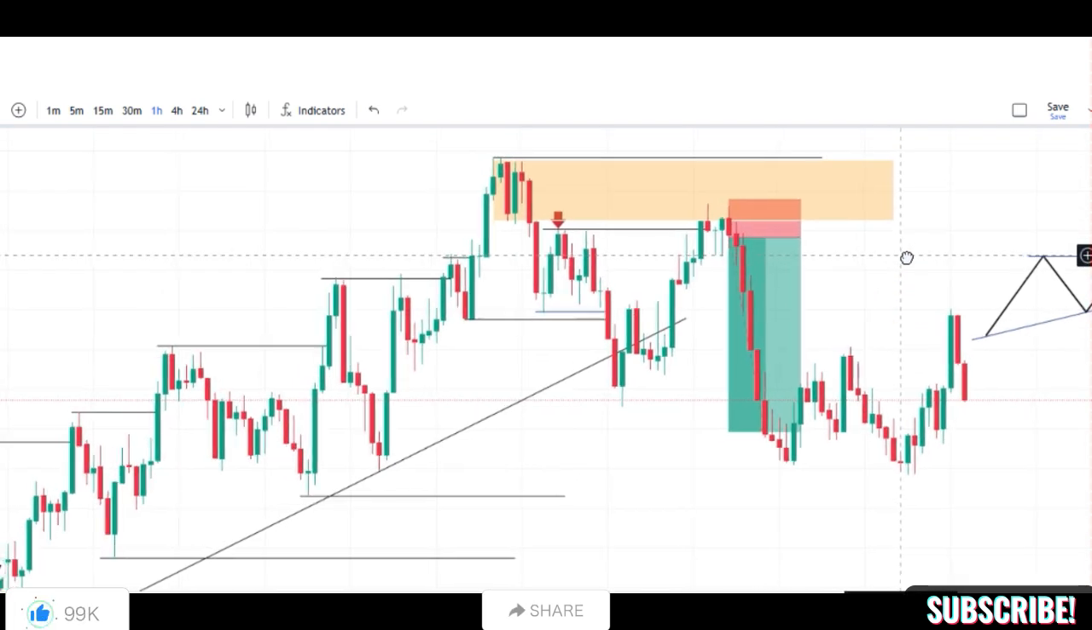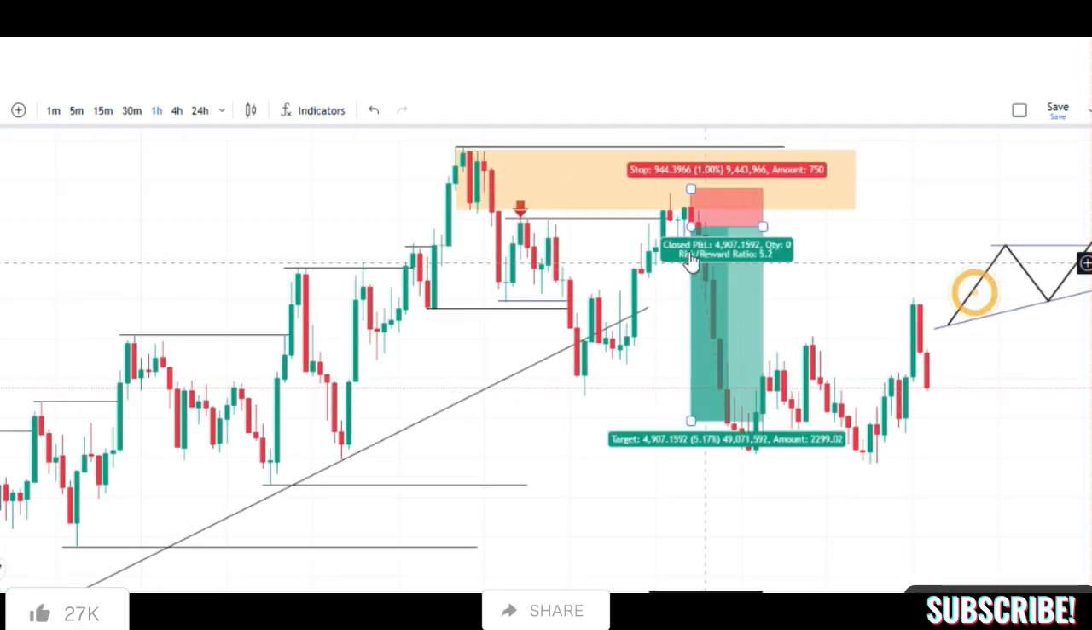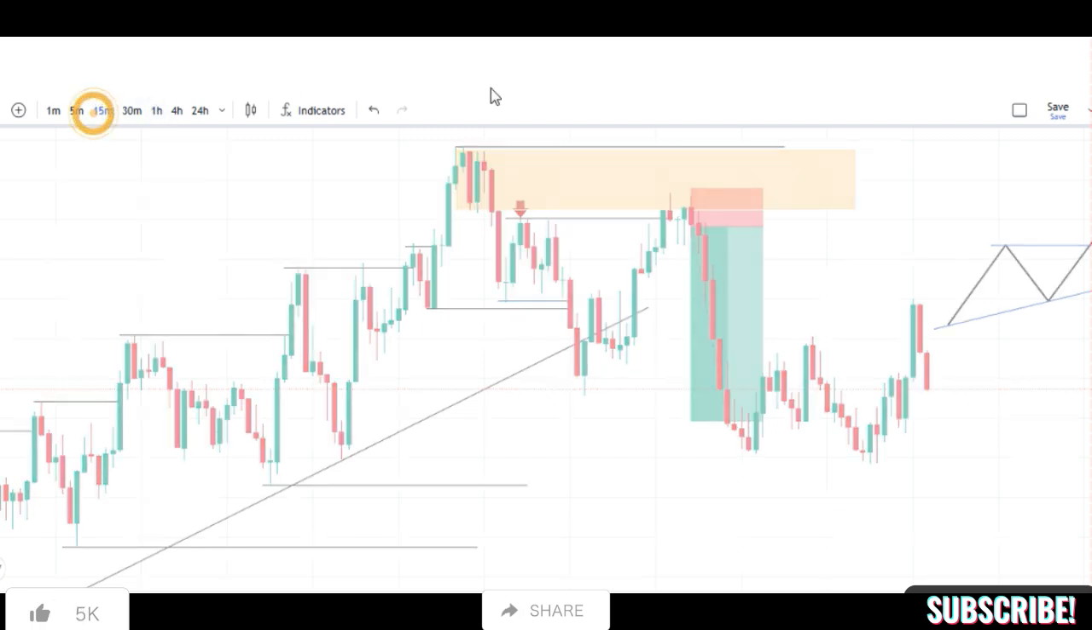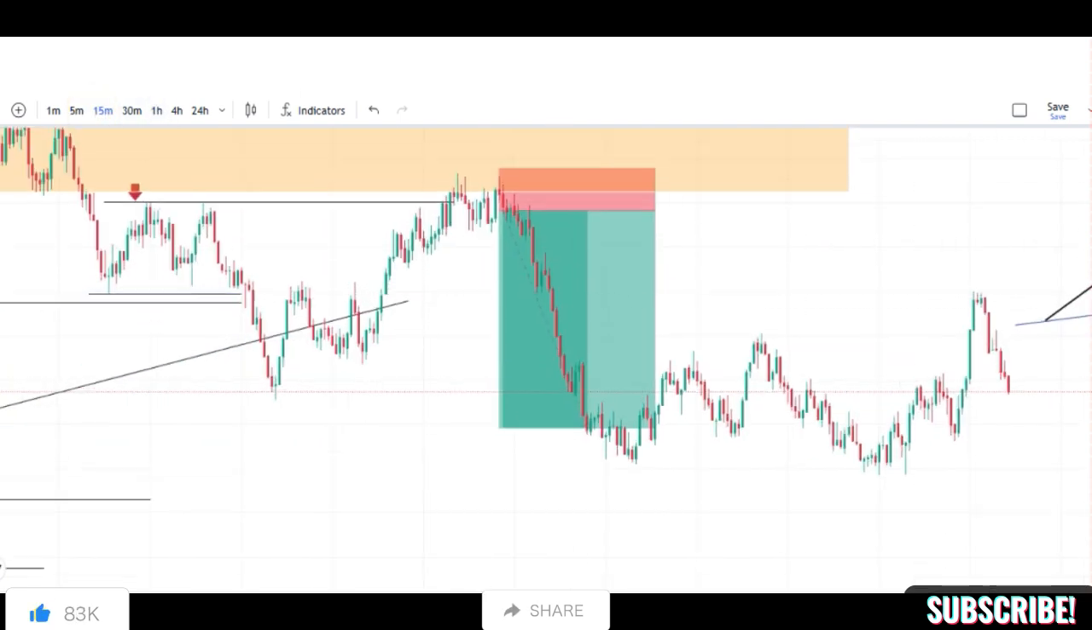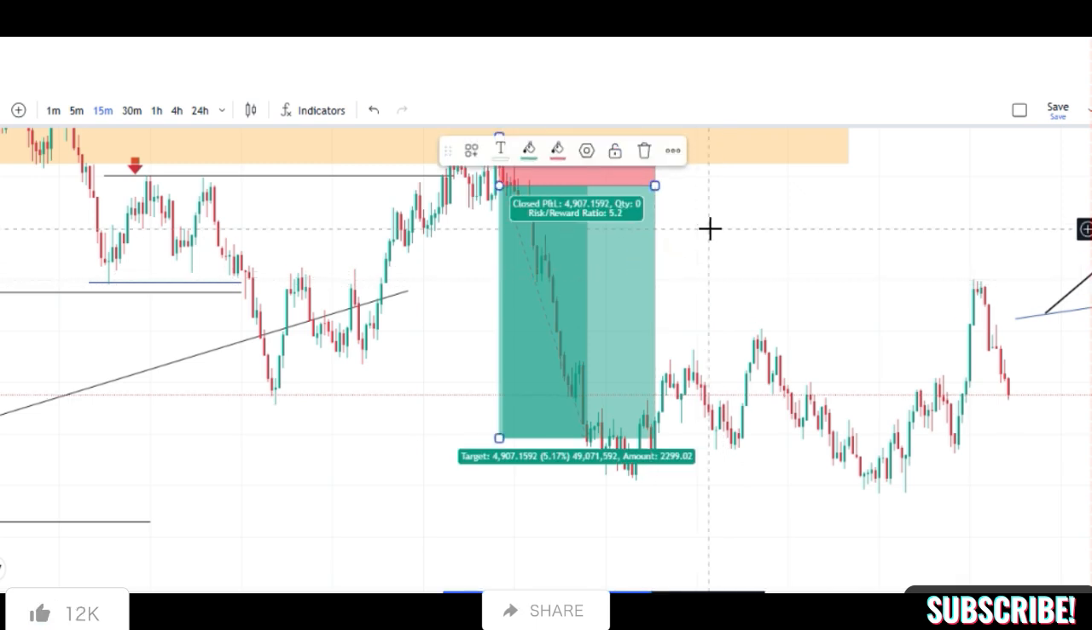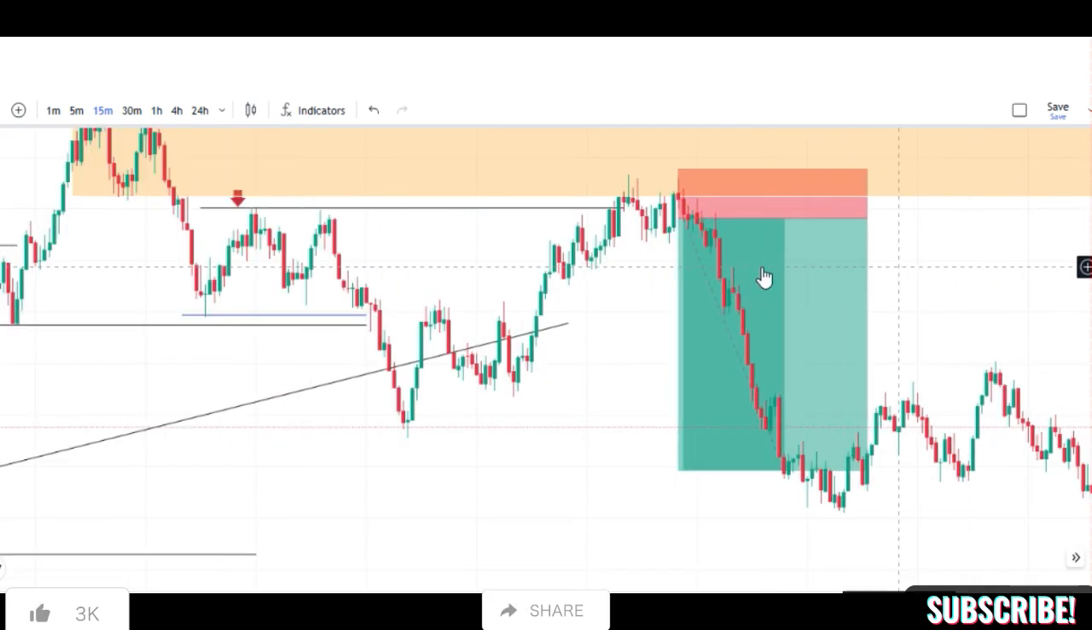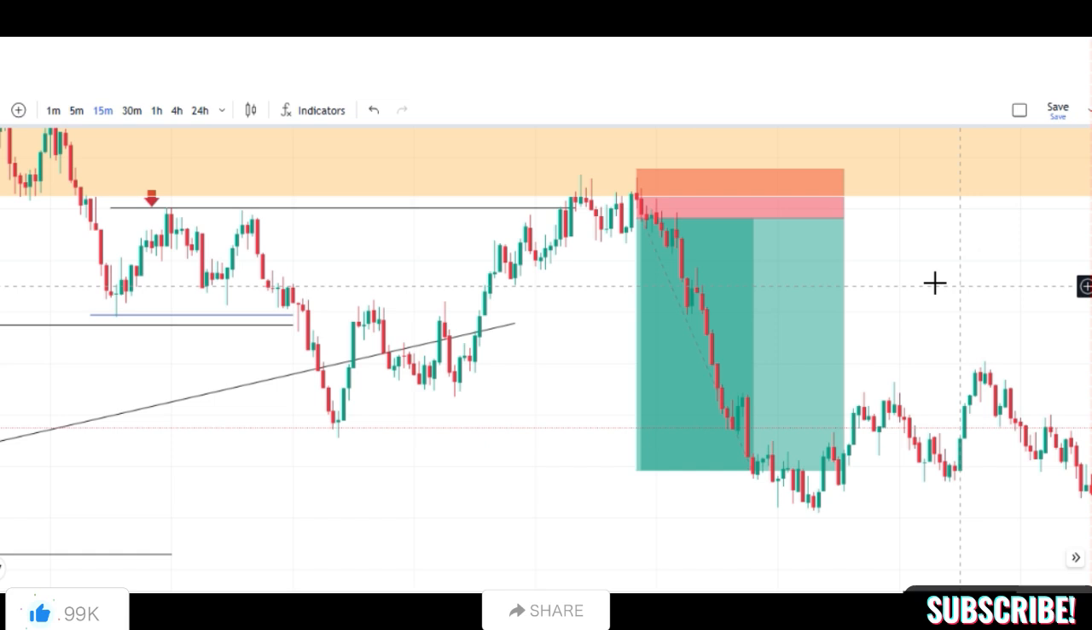Then after this, all you have to do is go down to the 15 minutes time frame. If you are using 1 hour, you have to go down to the 15 minutes time frame. If you use 4 hours, you use the 30 minutes time frame, just like that. Once you go back to the 15 minutes time frame, you simply wait for any reversal pattern, I mean any of them.